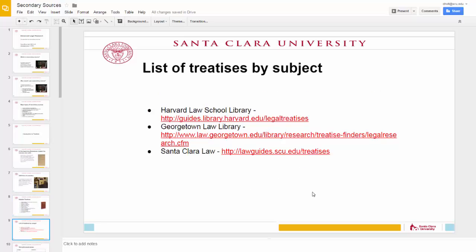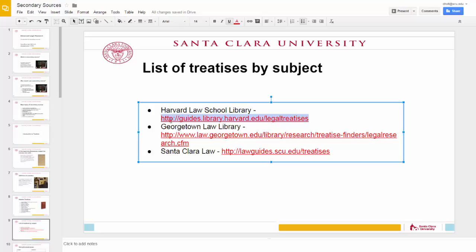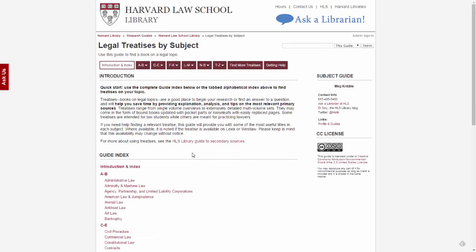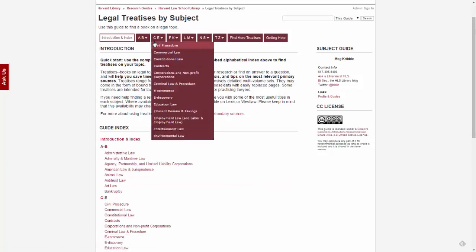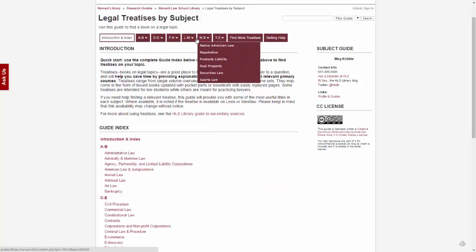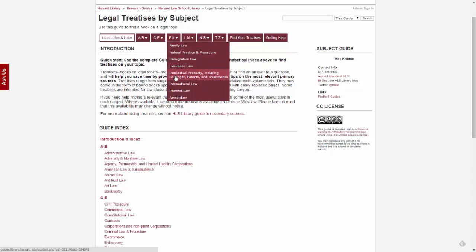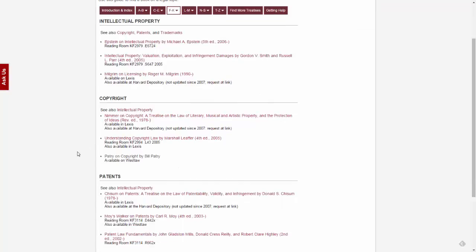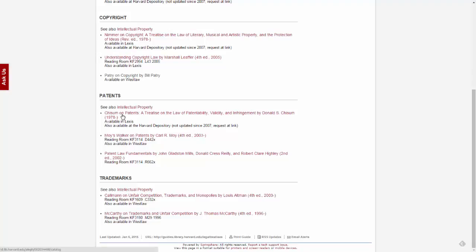And here is a list of legal treatises by subject. Harvard Law Review has a list that's fairly exhaustive, and it has these organized alphabetically. If you go in, for example, under patents here, or intellectual property rather, you'll see that it lists Nimmer on copyright as a major treatise for copyright, Chisum on patents. Chisum on patents is available on Lexis, and the equivalent that's available on Westlaw is called Moy's Walker on patents. McCarthy on trademarks, again, is considered the Bible for trademark law.